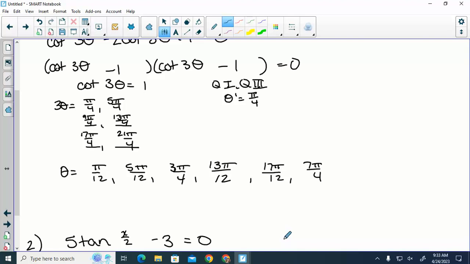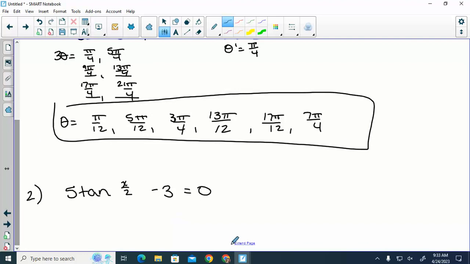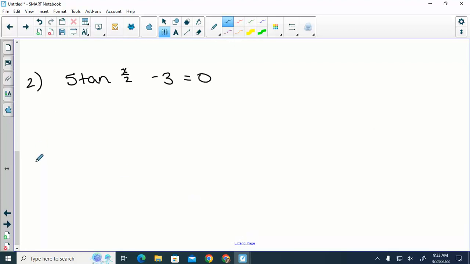Is that okay? Let's look at this one. And let's say, I said in radian, let's specify only answers between 0 and 2 pi. So if we get extras, we're going to throw them out this time. What would I do here?